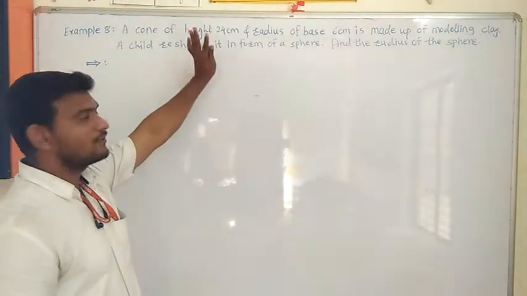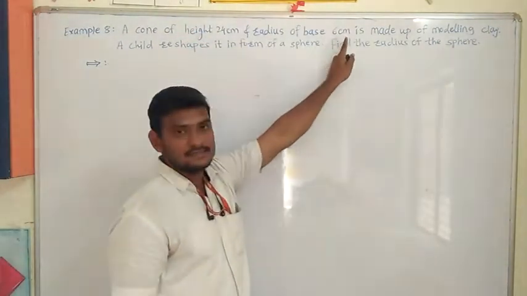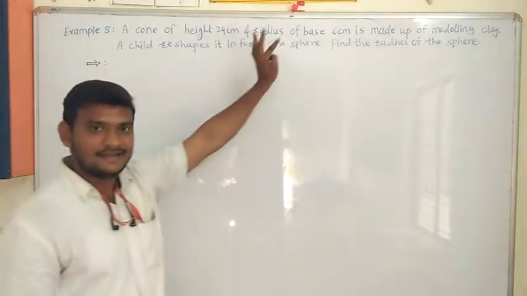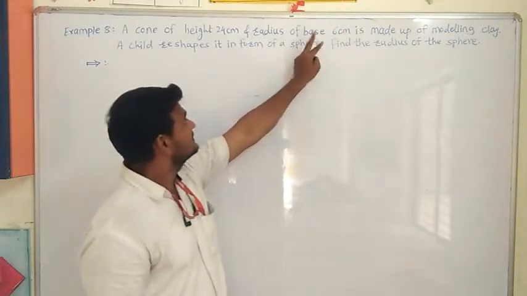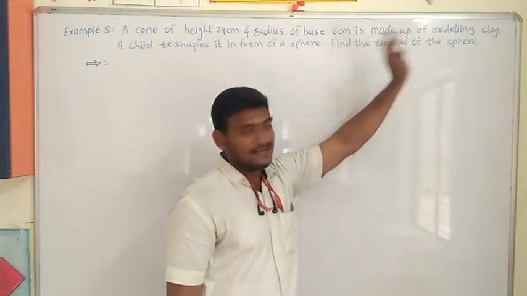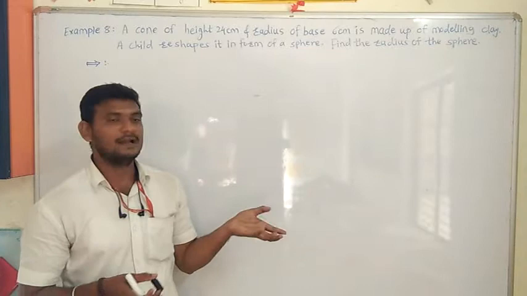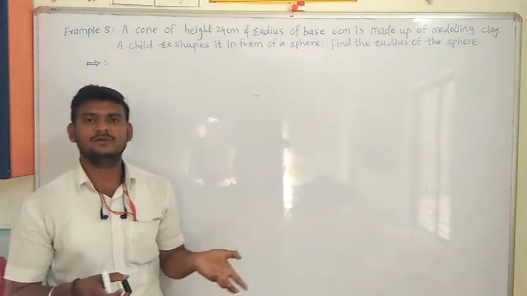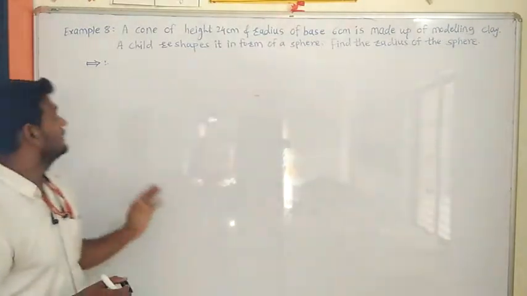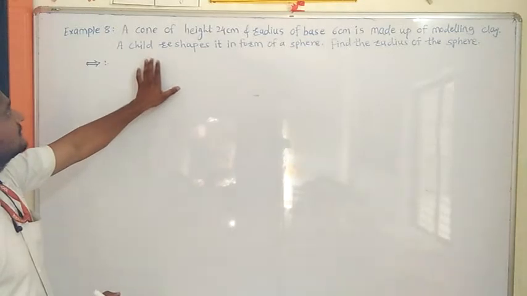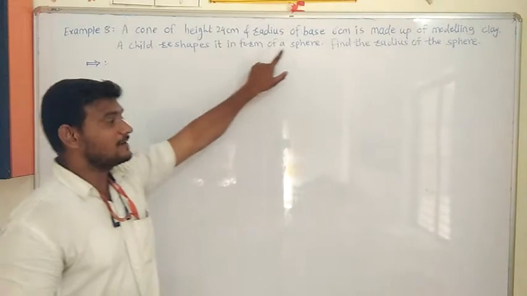A cone of height 24 centimeter and radius of the base 6 centimeter is made up of modeling clay. Everybody has seen modeling clay, and I think you have already played with it in your school, making any shape you like. Now a child reshapes it in the form of a sphere.